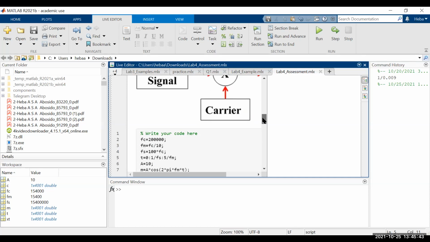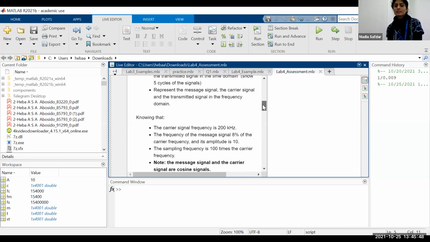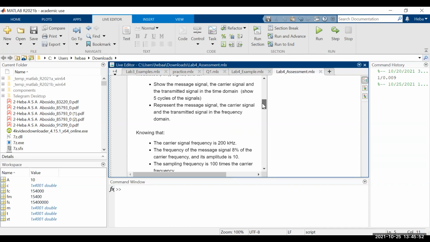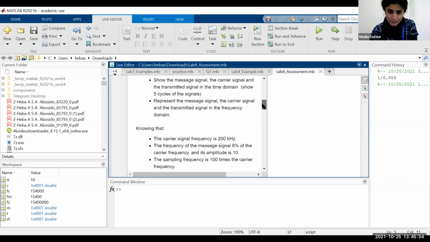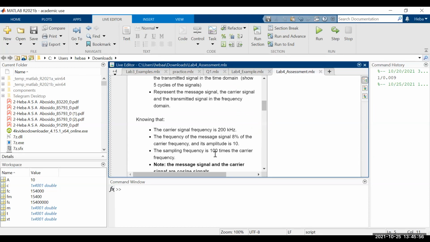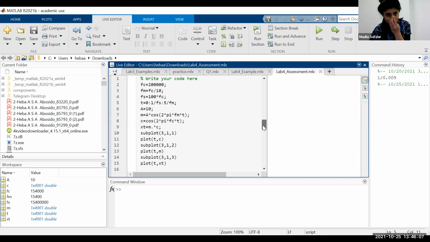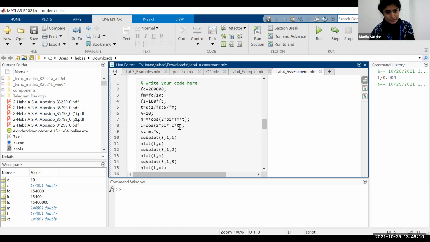The number of cycles I put 5. Is it 5 in the question? Because I didn't review it. It's 5? Yes, 5. And what is this 100? This is the sampling frequency. Fs is equal to 100 multiplied by Fc. Fc is equal to 200,000. 100 multiplied, yes, so you wrote it correctly.